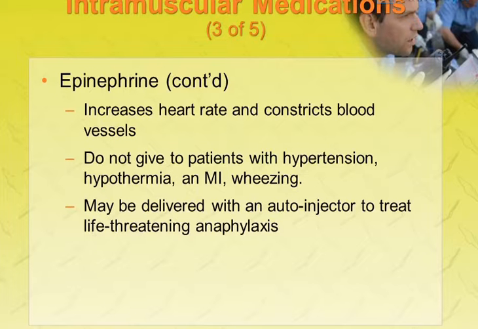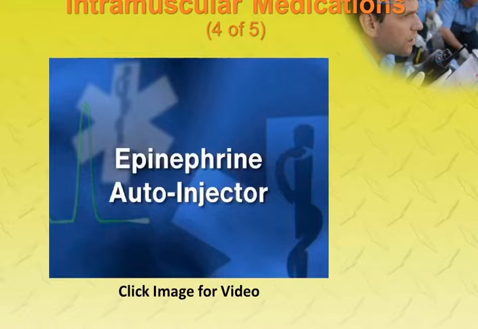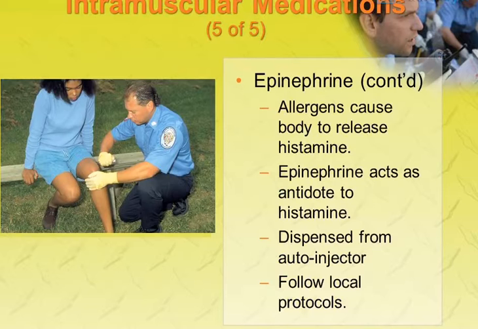Epinephrine, continued. Increases heart rate and constricts blood vessels. Do not give to patients with hypertension, hypothermia, and MI, wheezing. May be delivered with an auto-injector to treat life-threatening anaphylaxis. Intramuscular medications, 4 of 5. Click image for video. Intramuscular medications, 5 of 5.